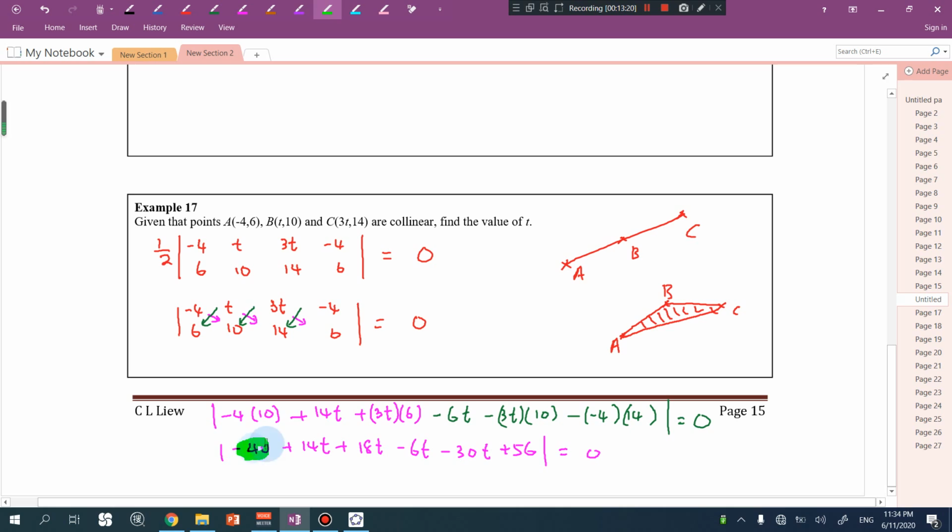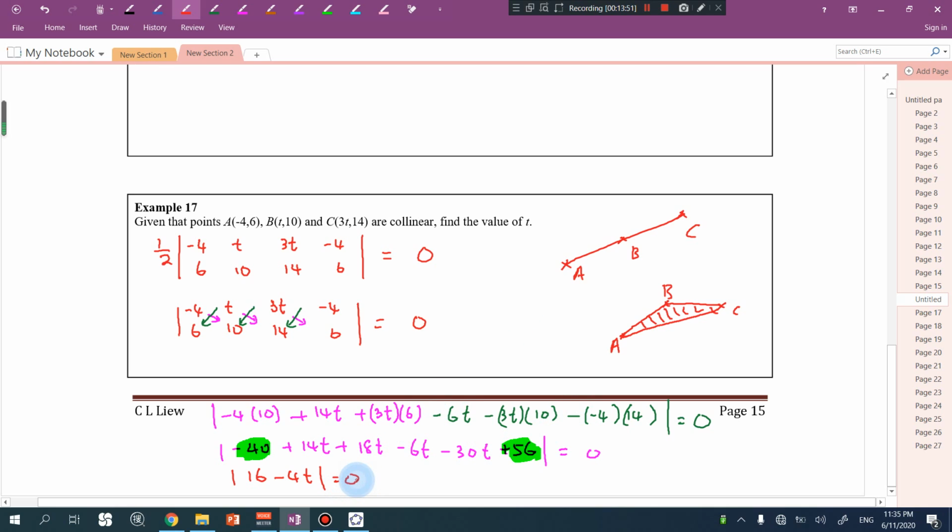This and this, we can do it. So -40 plus 56, you will get 16. Okay, so this part you just use a calculator to help you. 14 plus 18 minus 6 minus 30, you will get -4. Let me check around. Now -4t is equal to 0.